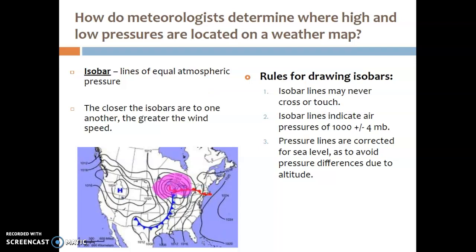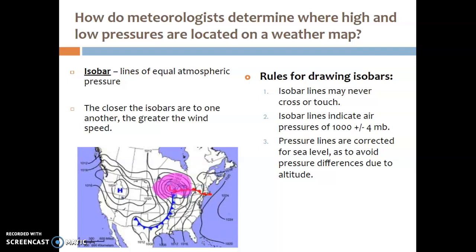How do meteorologists determine where high and low pressures are located on the map? This is called an isobar. These are lines of equal atmospheric pressure. So when the isobars are close to one another, that means we have a very high amount of pressure change in a small area, which is going to equal a lot of wind. So close isobars mean a lot of wind. If you look at that picture, you can see where the purple area is. Those isobars, those lines, are really close to each other, meaning there's going to be a lot of wind.